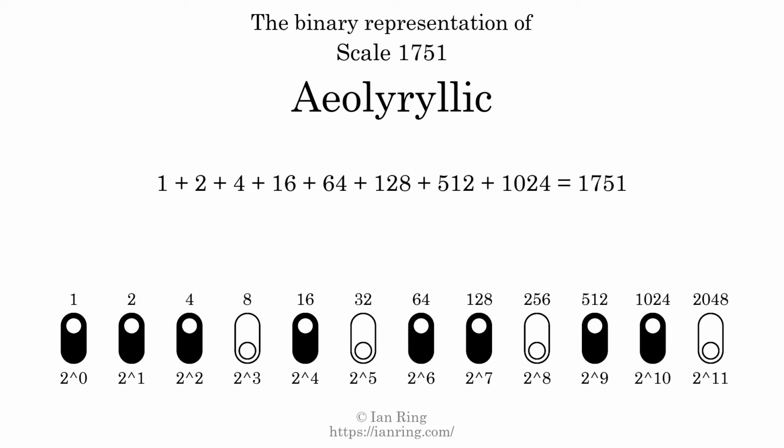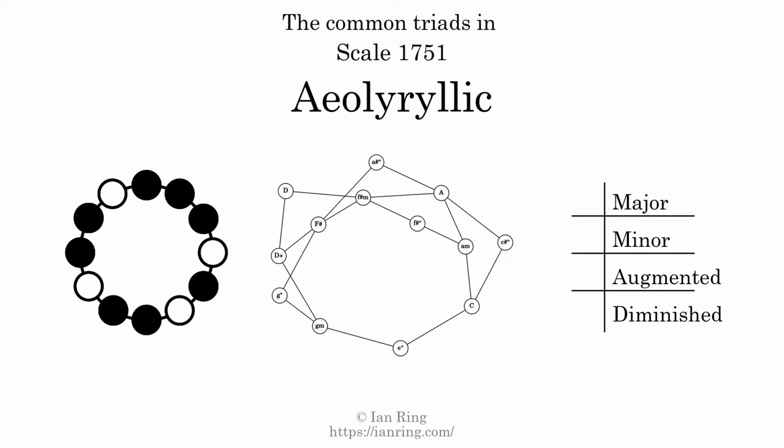1751. The scale number not only enumerates the scale with a unique index, but it also literally describes the tonal content of the scale. Represented as a binary number in base 2, the scale number is 0110110101111. Here are the common triads present in this scale.